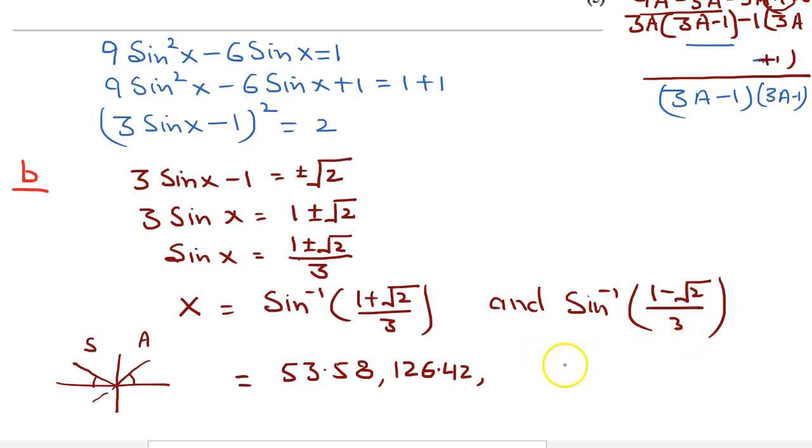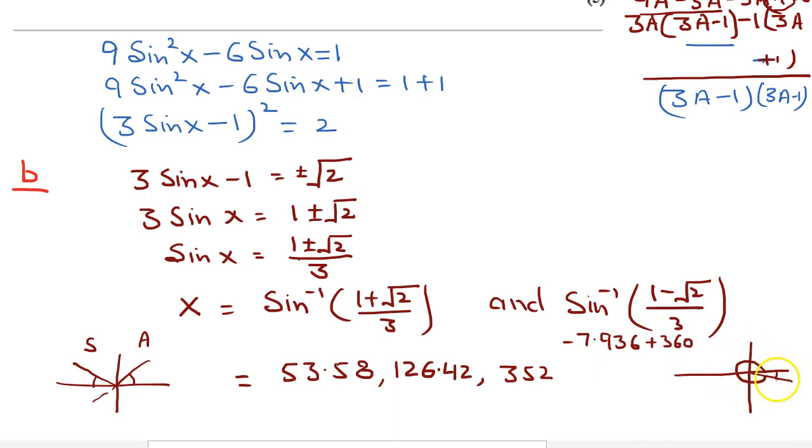And this value is minus 7.936. Minus 7.936 is this value. But our limit for theta is from 0 to 360. So this will be the angle, that is 360 minus this. So this will be plus 360. That's how we calculate this value.